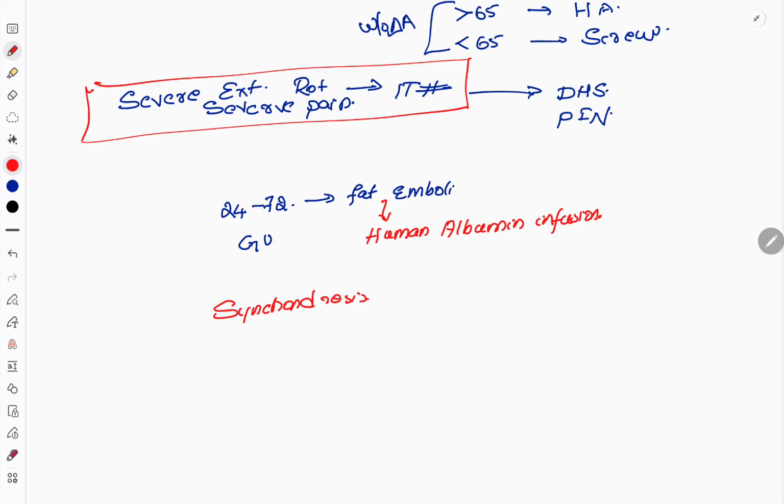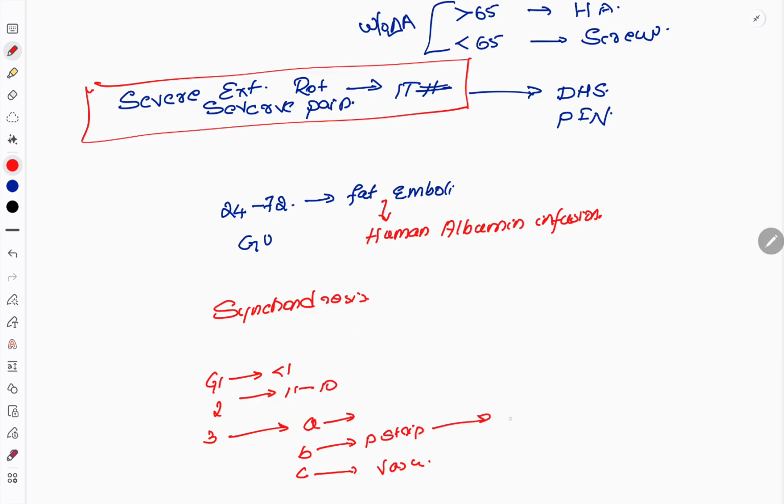Classifying the open fractures, you have the Gustilo-Anderson classification, which classifies the open fractures as grade 1, 2 and 3. 1 means it is less than 1 centimeter, 2 means it is 1 to 10 centimeter, 3 means it is more than 10 centimeter. 3 is again classified as A, B and C, where A means the periosteum is not involved. B: here there is periosteal stripping. C means it is vascular injury. Okay, so periosteal stripping implies you have to use a skin graft or a graft cover.